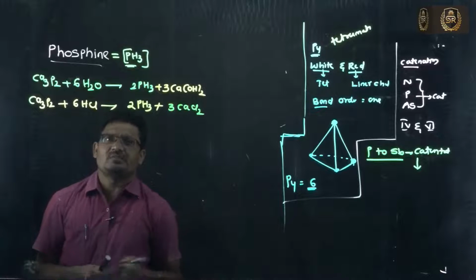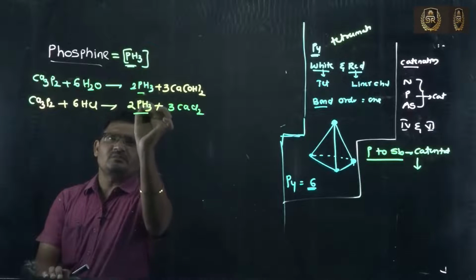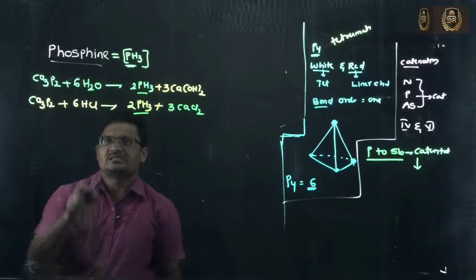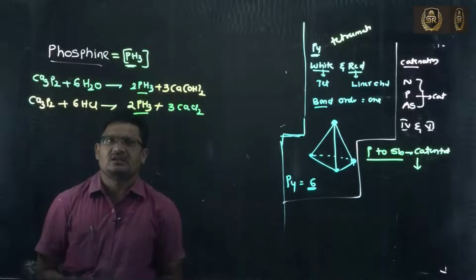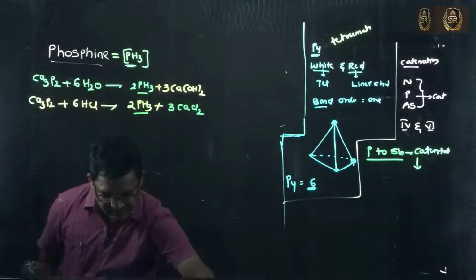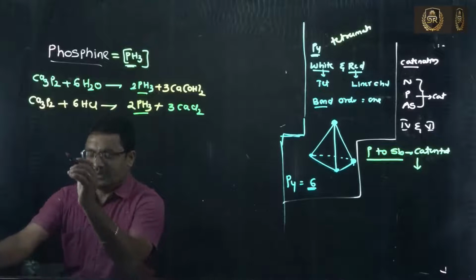Phosphine can be prepared from calcium phosphide. Calcium phosphide reacts with H2O and HCl to form phosphine. After that, phosphine reacts with a base.